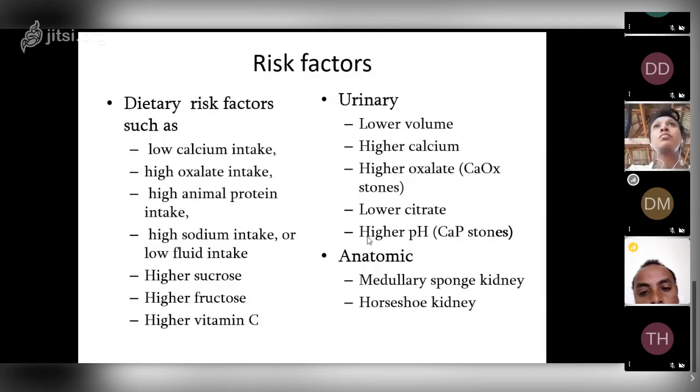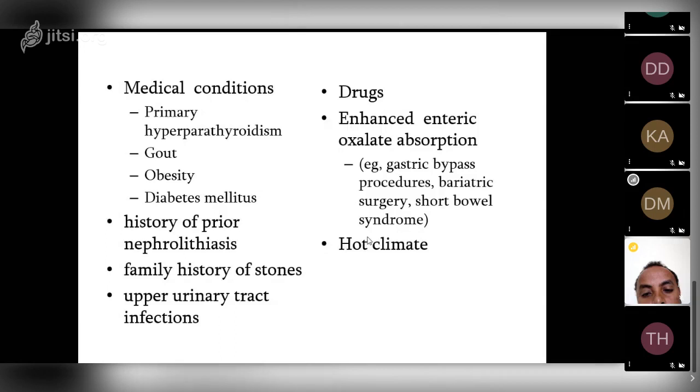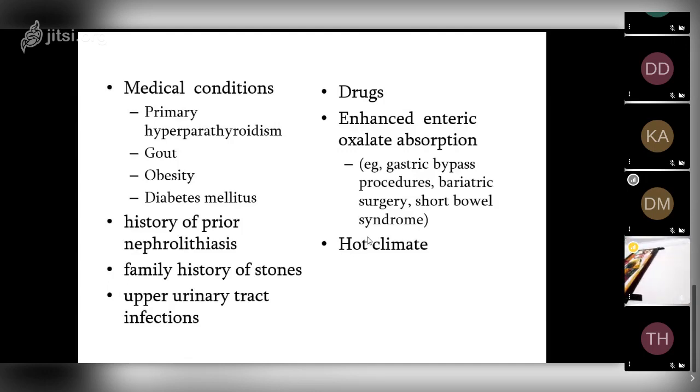There are also anatomical factors that predispose to renal stone disease: medullary sponge kidney and horseshoe kidney. Medical conditions include primary hyperparathyroidism, gout, obesity, and diabetes, as I have said before, and a history of prior nephrolithiasis, which means there may be recurrence. Others include family history of stones, upper urinary tract infections, drugs, hot environment, and enhanced enteric absorption like GI surgeries and gastric bypass procedures.